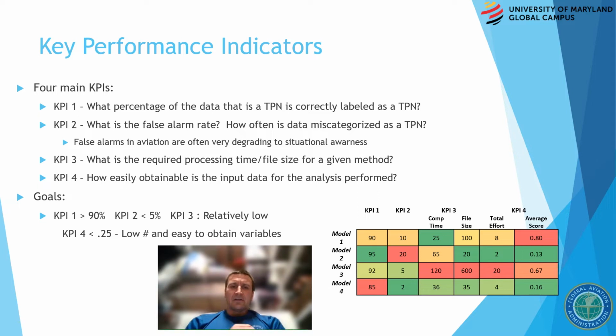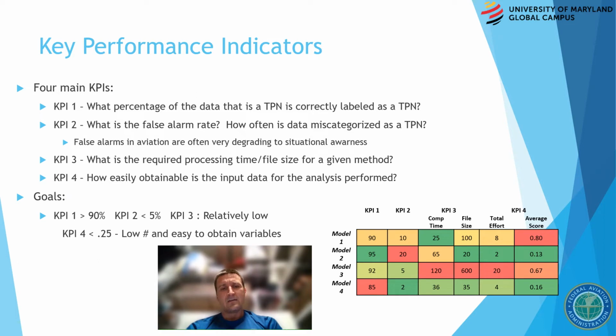For the project itself, there are going to be some key performance indicators. Like I said, I'm looking at traffic patterns. So the main indicator that I'll be going off of is what percentage of the data that is actually a traffic pattern is correctly labeled as a traffic pattern. This is important because in order to identify it and present it to the pilot or the controller, we have to label it correctly. So that's the true positive ratio there.